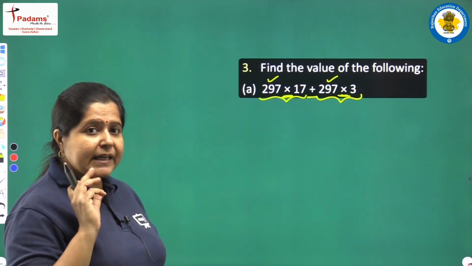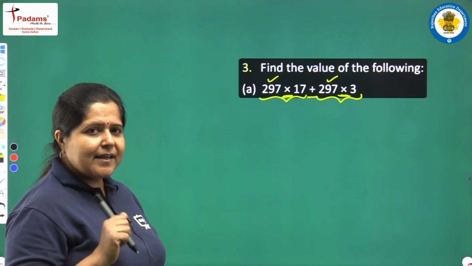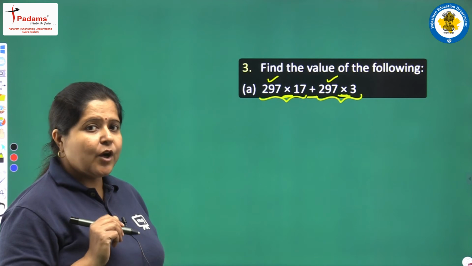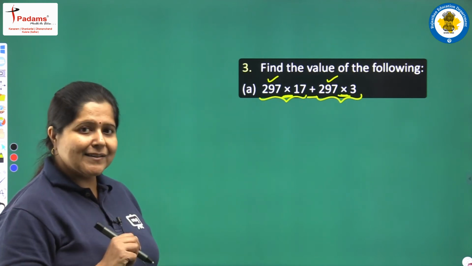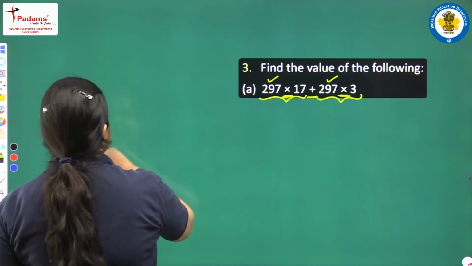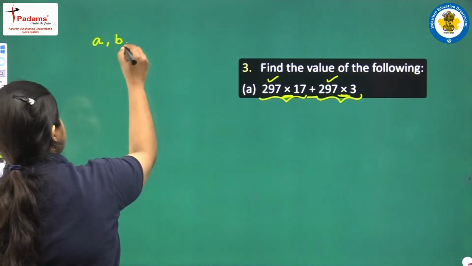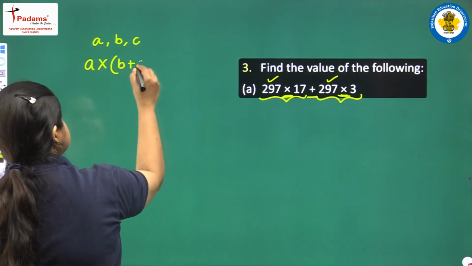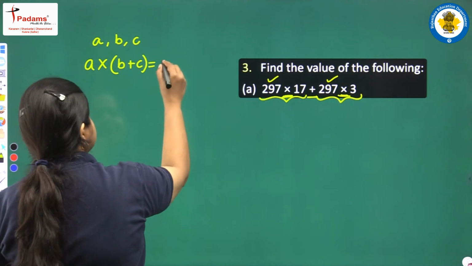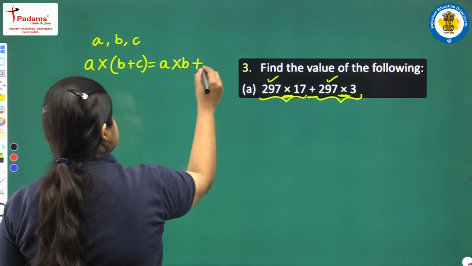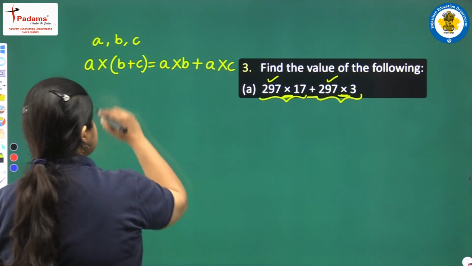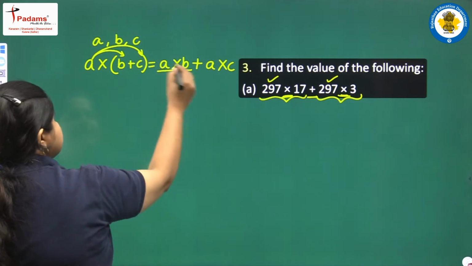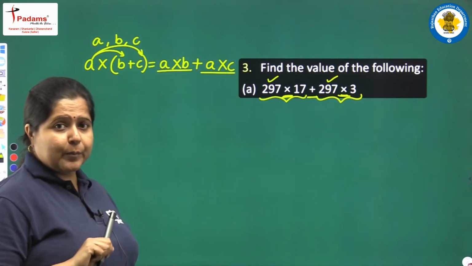These 2 signs are involved in which property? Just recall that property which is hidden here. It's the distributive property of multiplication over addition. Let us write its statement that for any 3 whole numbers a, b and c, if we have a into b plus c, then this a is distributed to b and then again it is distributed to c. This a has been distributed to b here and then it is distributed to c here. This is the distributive property.